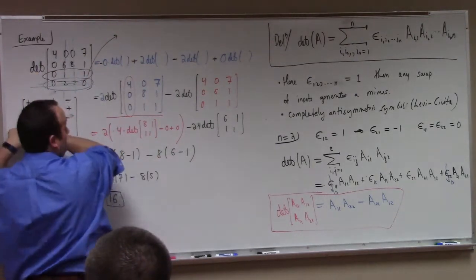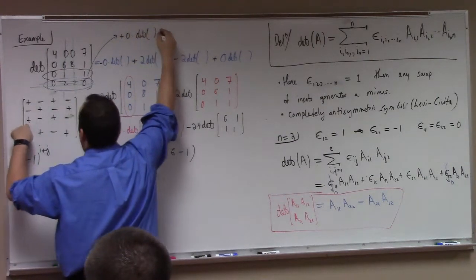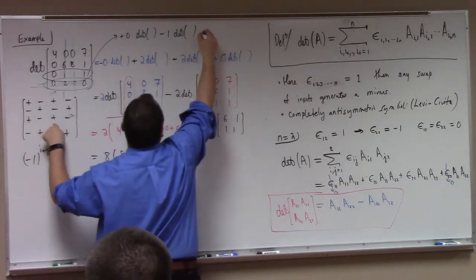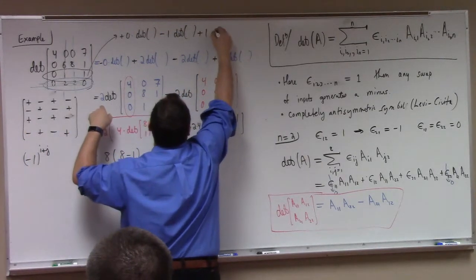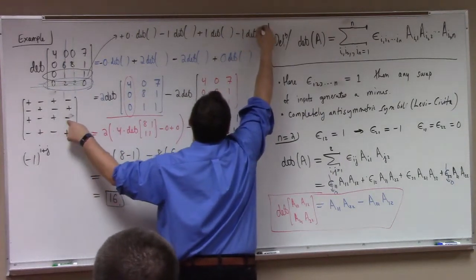If I had done that one, see, that one starts with a plus. That would have been plus 0 times that determinant, minus 1 times that determinant, plus still 1. The contrast of 1 and 1 isn't great here. And then minus again 1.